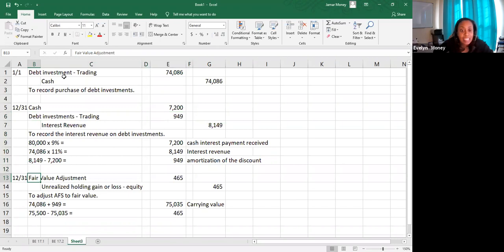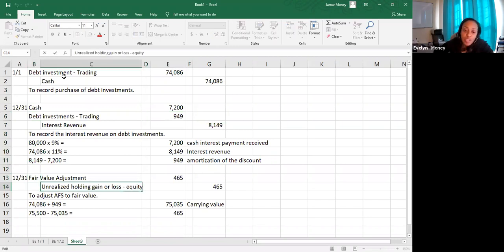The last thing that changes is that I still need to do my fair value adjustment entry. But the difference is because it's a trading security, that unrealized holding gain is going to show up in income, or in net income on the income statement, instead of accumulated other comprehensive income on the balance sheet. So I need to change that to dash income, and we call that to adjust trading security to fair value.